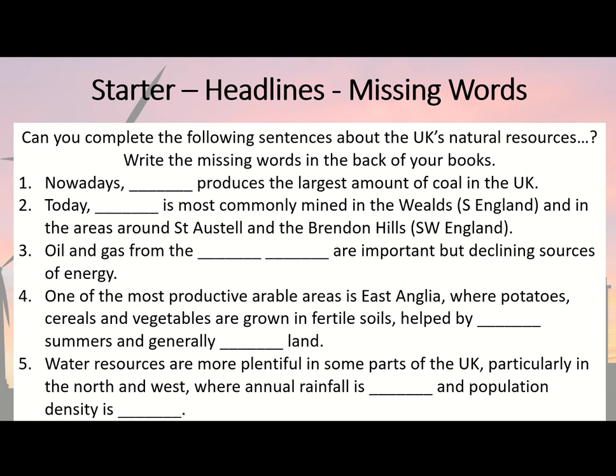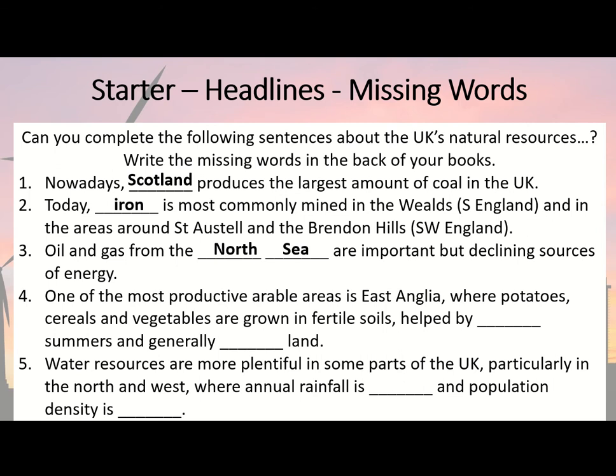Okay, so nowadays Scotland produces the largest amount of coal in the UK. Today, iron is most commonly mined in the Wealds of South England and the areas around St Austell and Brendan Hills. Oil and gas from the North Sea are important but declining sources of energy.